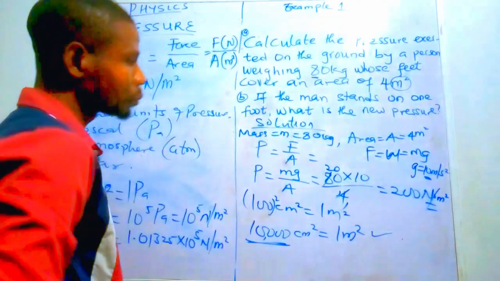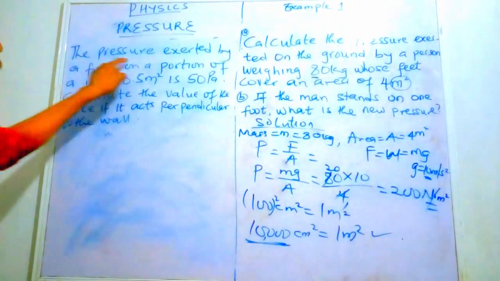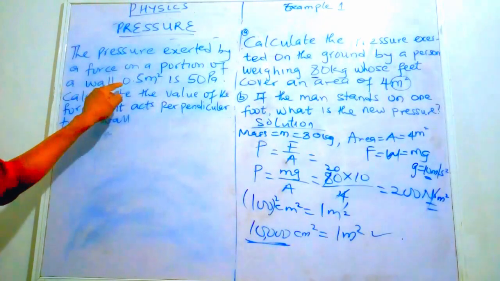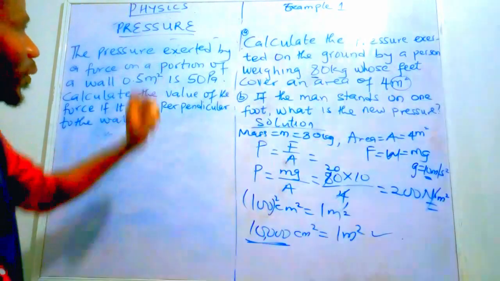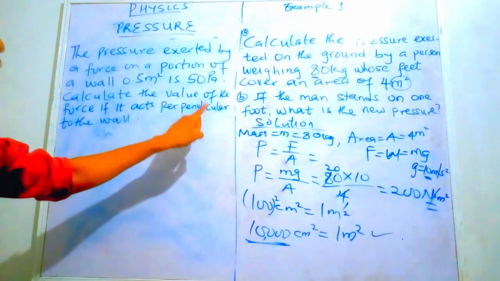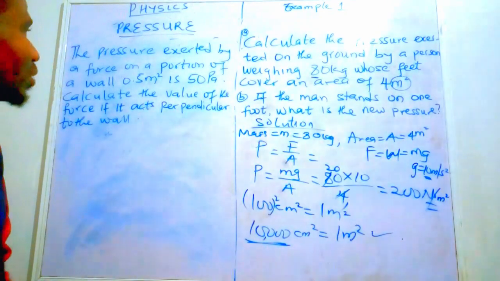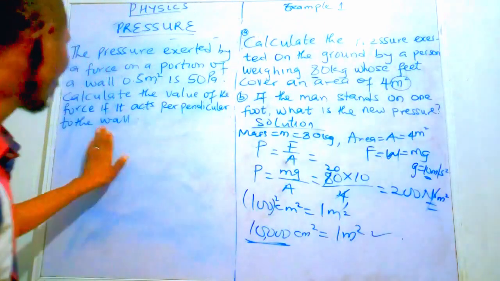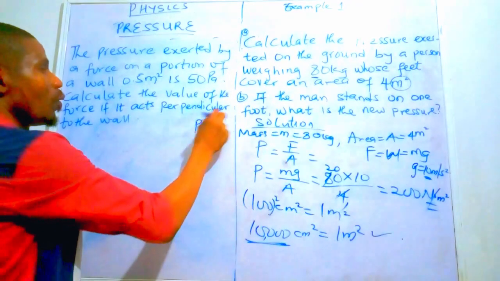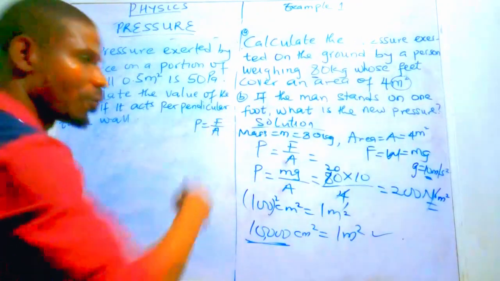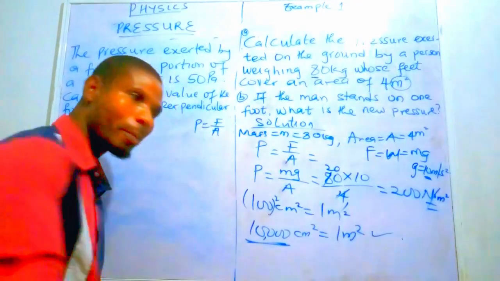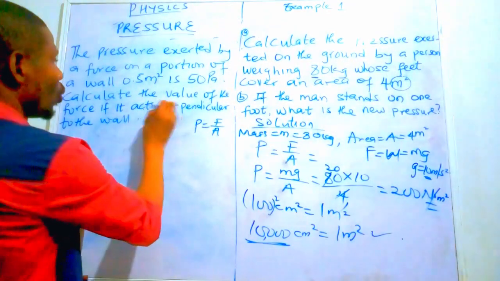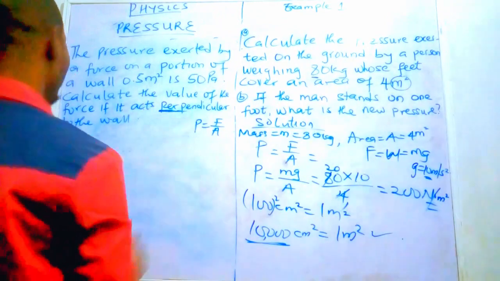So the second question says the pressure exerted by a force on a portion of a wall of 0.5 meter square is 50 Pascal. Calculate the value of the force if it acts perpendicular to the wall. And you know that we said pressure is equal to force over area. So the force must act perpendicularly on the area. That's the meaning of this word perpendicular. So, solution.